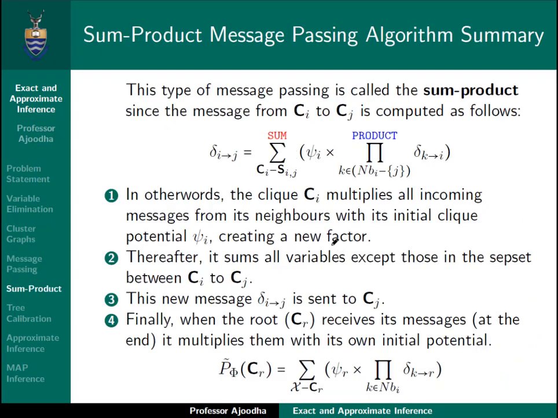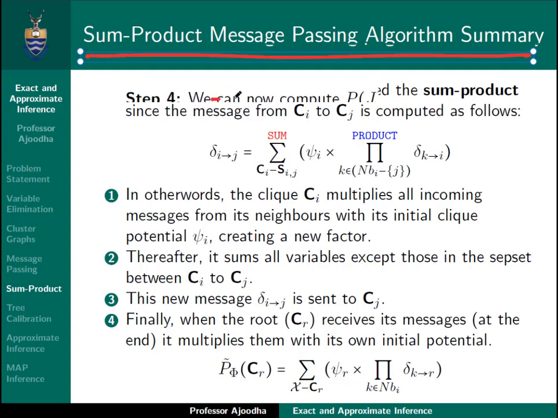So, the sum product message passing algorithm summary. Just to give you a taste of, maybe a summary of, what we've just done. The type of message passing that we did in these previous slides is called the sum product. We'll look at a different kind later on, the max sum. And this is called the sum product since the messages from both the clusters are computed as follows.